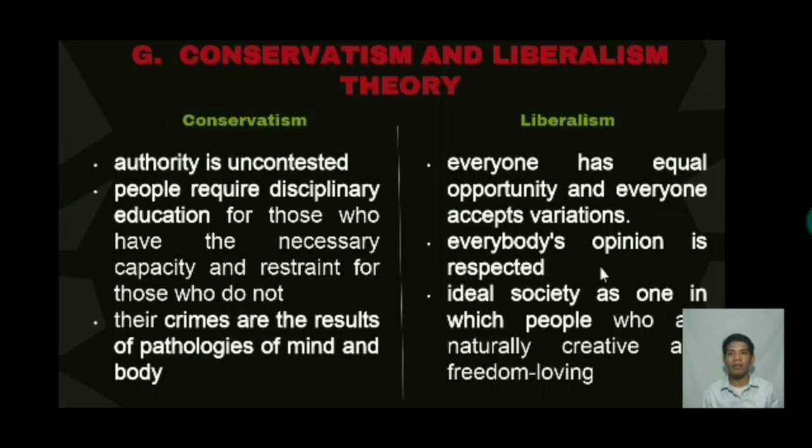So, let's proceed to the conservatism and liberalism theory. So, conservatism, authority is uncontested, people require disciplinary education for those who have the necessary capacity and restraint, and for those who do not. The crimes are a result of pathologies of mind and body. And liberalism, however, everyone has equal opportunity and everyone accepts variation. Everybody's opinion is respected. The ideal society is one in which people are naturally creative and freedom loving. And that's the meaning and difference between conservatism and liberalism.